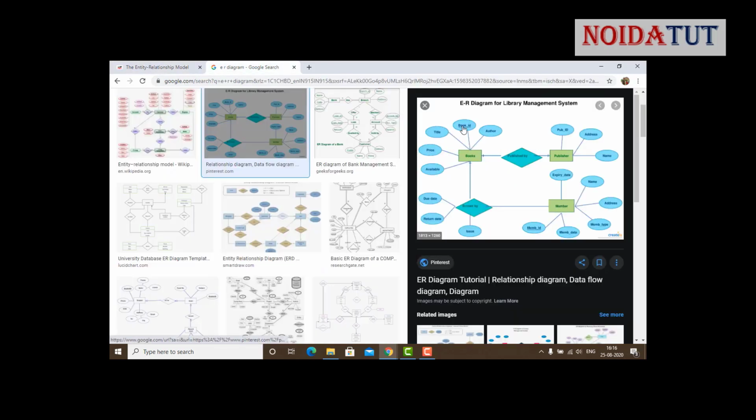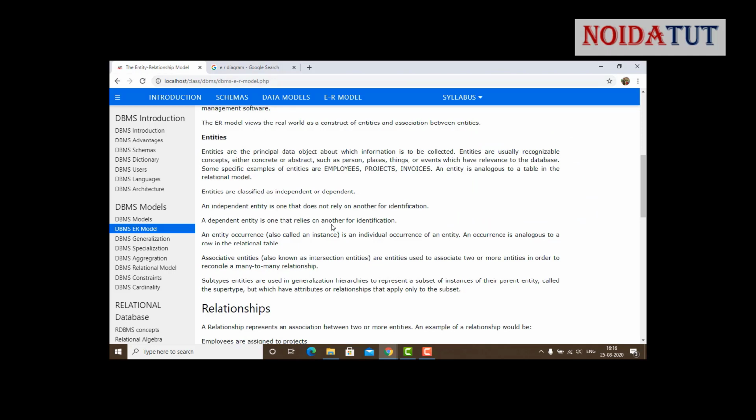Now suppose book ID is there. The value of the book ID at a particular instance is known as an instance of that entity at a particular occurrence. You can see that an entity occurrence, also known as instance, is an individual occurrence of an entity.